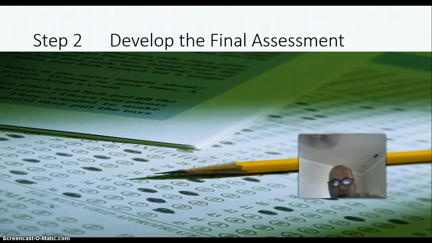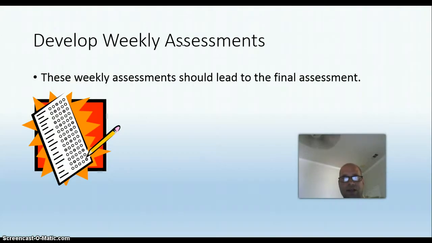So our first step was, what is backward design? Our second step is we're going to develop the final assessment. So that's going to be our year-end test, or our 6 weeks test. And from there, I guess our final assessment would be our hamburger. We're going to look at developing our weekly assessments, and our weekly assessments are going to lead to the final assessment. So our weekly assessments are pretty much our butcher.